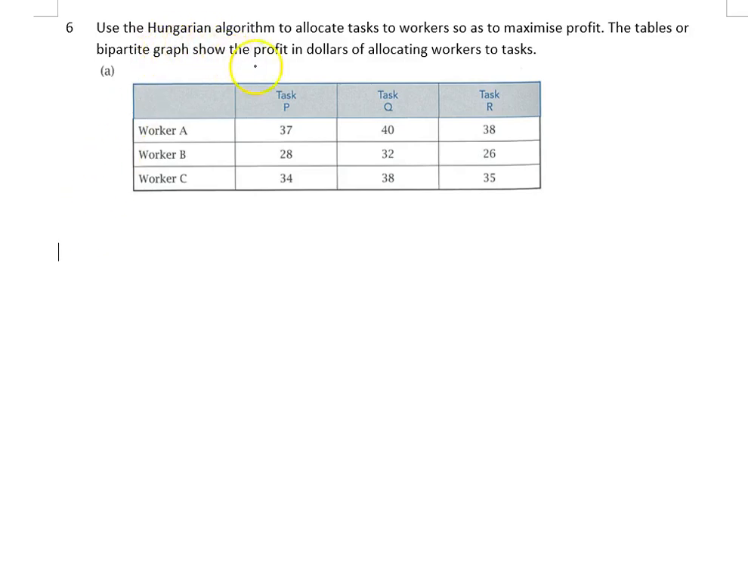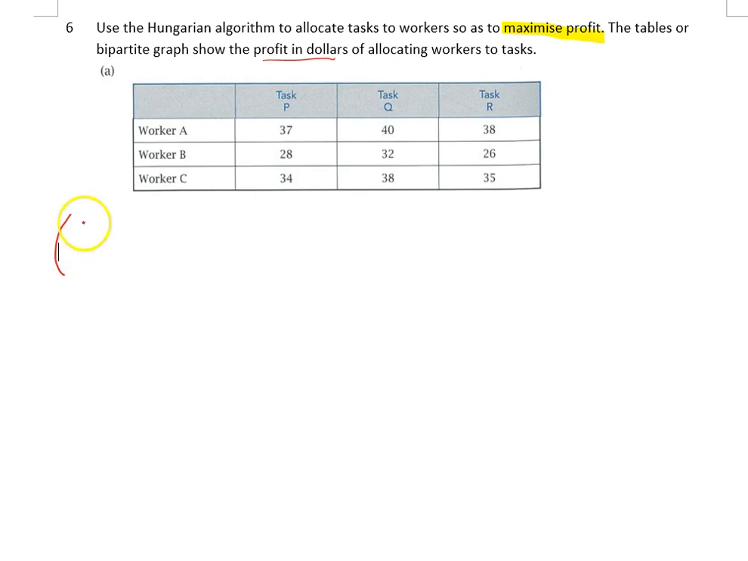Question 6. Use the Hungarian algorithm to allocate tasks to workers so as to maximize. So our question here is we want to maximize the profit, using the table of the bipartite graph showing the profit in dollars of allocating the workers to tasks. So your first step, the objective is we are going to maximize the profit. So your first step is you're going to write the matrix.